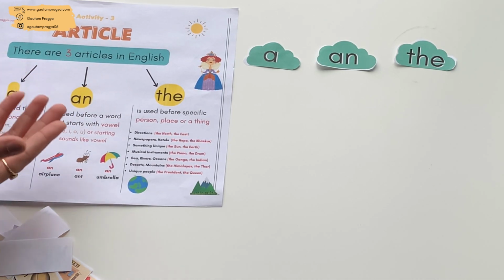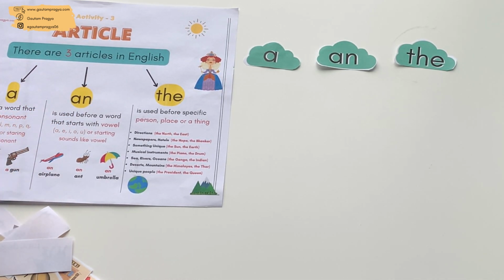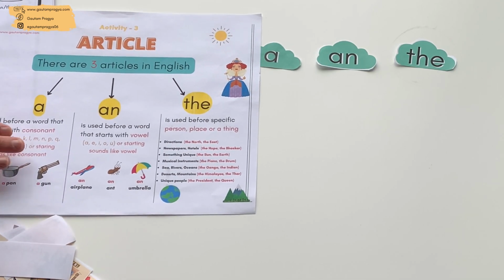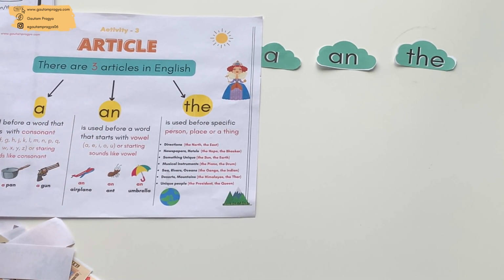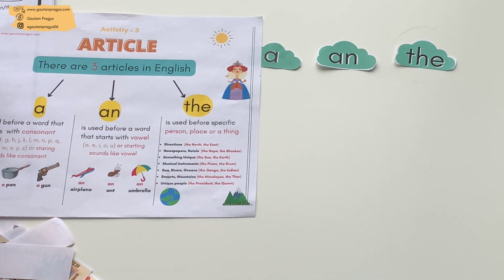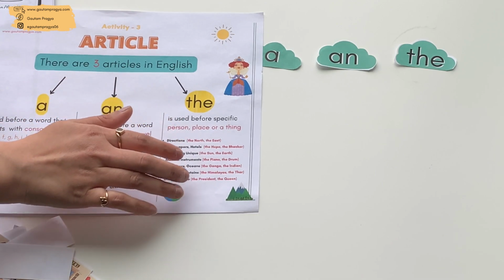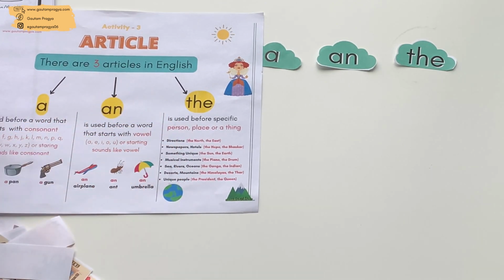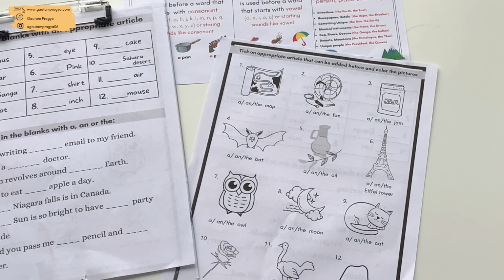First, in the first 2 days you will have to explain: whenever there is a consonant we use A, if there is a vowel we use AN, and if there is the name of a particular direction or the hotel or something unique, solar system, planet, anything, musical instrument, river's name, sea's name, if there is something like that we use THE. And once your child knows how to use articles, which one to use, when to use, then you can give these kind of worksheets. These are just the 2 examples. I have more covered in the PDF subscription set.